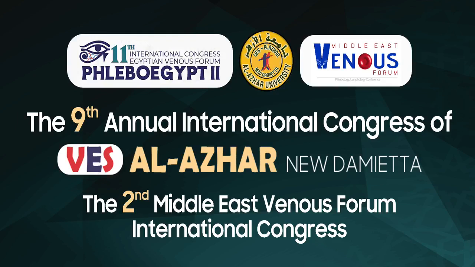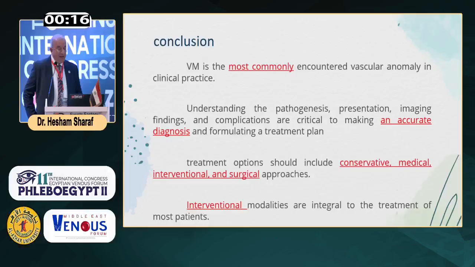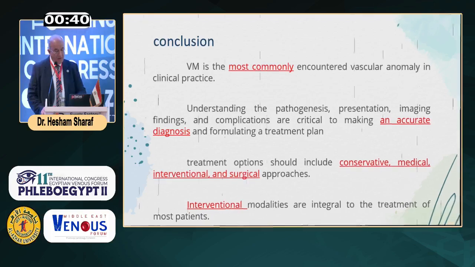The most commonly encountered vascular anomaly in clinical practice. Understanding the pathogenesis, presentation, imaging finding, and the complication are critical to making an accurate diagnosis and treatment. Treatment options should include conservative, medical, interventional, and surgical approach. Interventional modality are integral to the treatment of most of our patients.